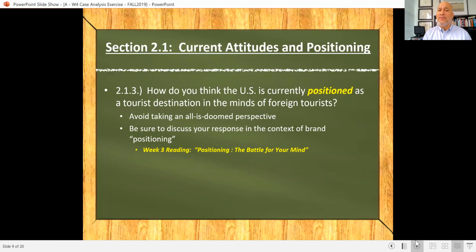Question 3 asks you, how do you think the U.S. is currently positioned as a tourist destination in the minds of foreign tourists? Remember that the article itself is offering a particular perspective. I encourage everyone to avoid an all-is-doomed perspective. The U.S. isn't positioned as a terrible place, but do consider how it is positioned, and be sure to discuss your response in the context of brand positioning.